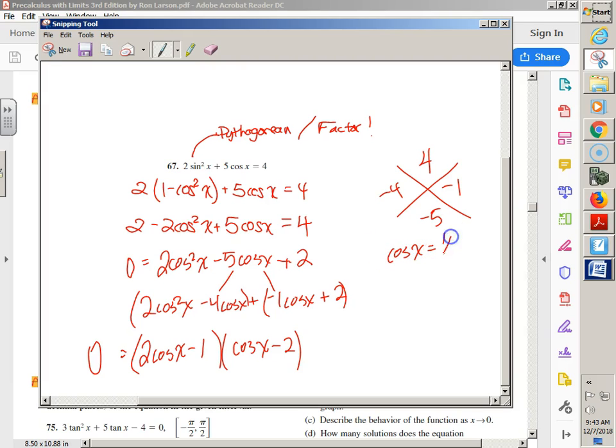So does cosine equal 1/2? 1, 2, 3, 3, 2, 1. That's going to be at pi over 3. I think it said 0 to 2 pi. That's also in the 4th quadrant, so 5 pi over 3. Cosine's positive in both of those.